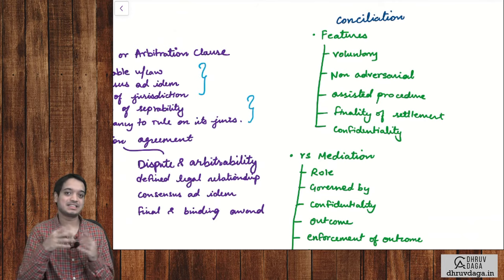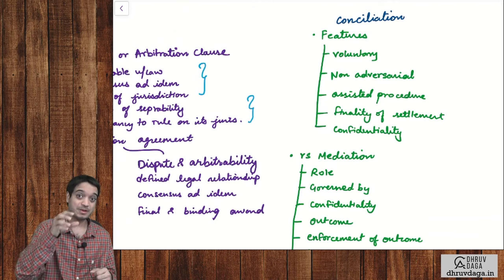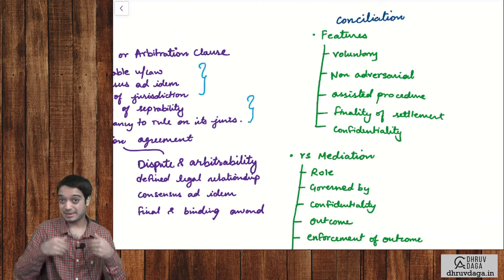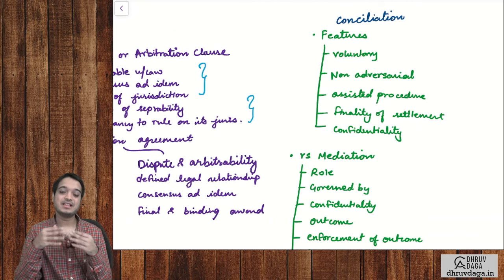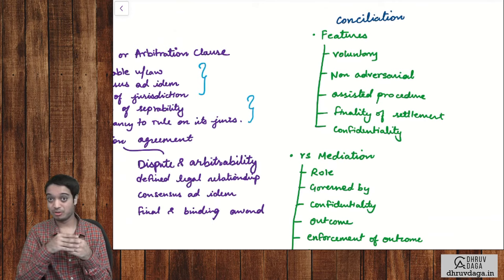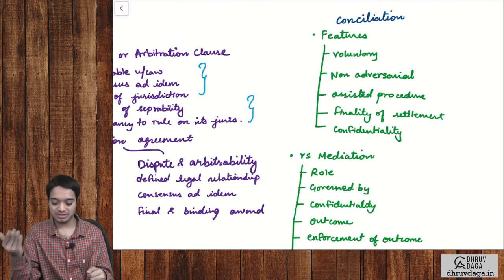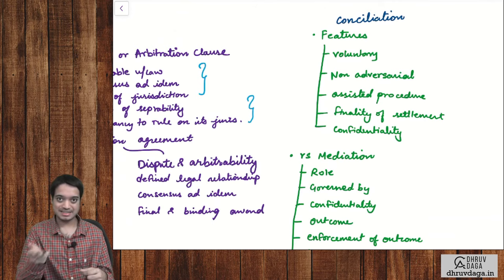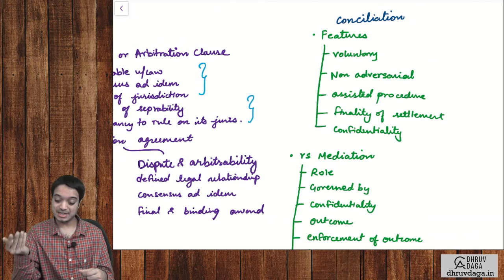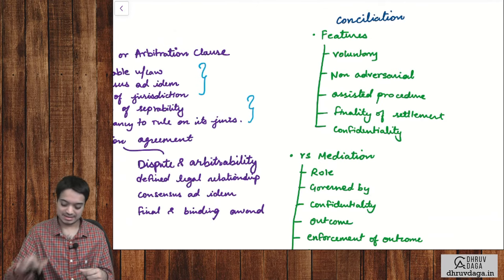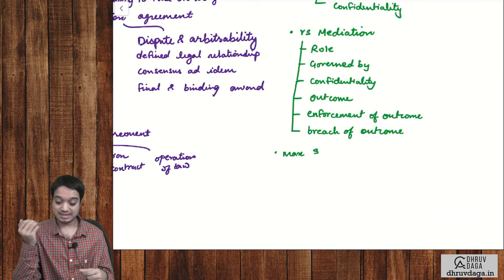Generally, the parties discuss among themselves. There is a conciliator who plays a very proactive role. He helps the parties to settle their disputes. That's why the parties feel that it will lead to a win-win situation for both. So it's non-adversarial in nature. Assisted procedure, the conciliator plays a very proactive role in the conciliation proceedings, helping the parties to come out with a settlement or a solution. That's why it's an assisted procedure. Finality of settlement and confidentiality, that's the same as arbitration.